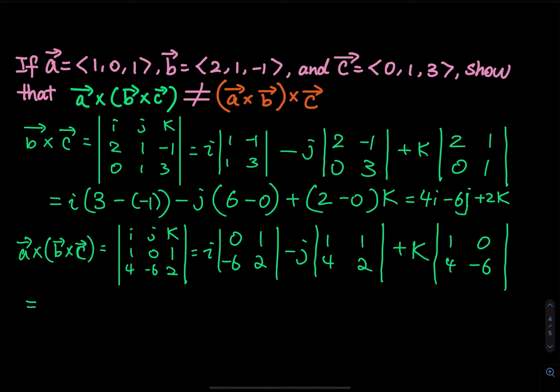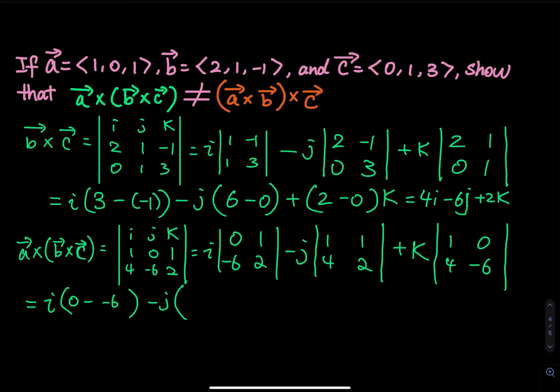And then next, we have i, parenthesis, 0 times 2, just cross multiply. 0 times 2 is equal to 0, minus 1 times negative 6 is negative 6. And then what is that equal to? 0 minus 6, that is equal to a positive 6. And then minus j, it's always a minus.